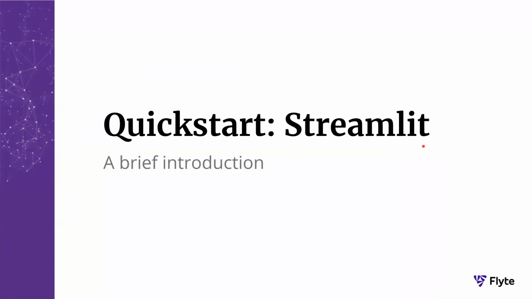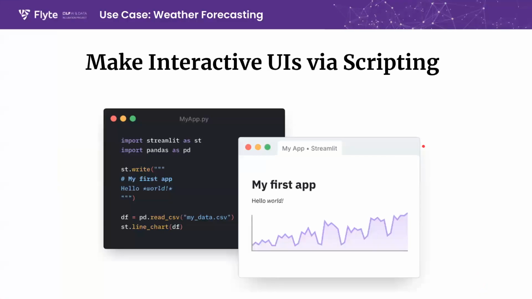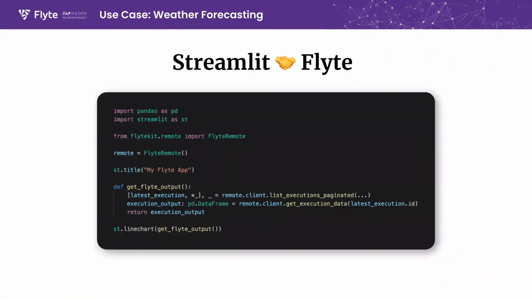And then last but not least, there's Streamlit, which is a delight to use. It's basically a way of making interactive UIs via scripting. So here's a Hello World app. You run streamlit run myapp.py, and then you get a nice, beautiful web app for you to interact with. Streamlit and Flyte work well together. So Flyte has this notion of a client called Flyte Remote, and you can use this remote object to get executions, workflow inputs and outputs, task definitions, anything like that. And you can then grab that data and display it on a Streamlit app.